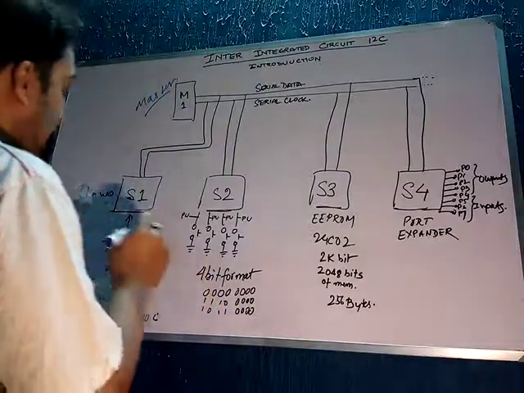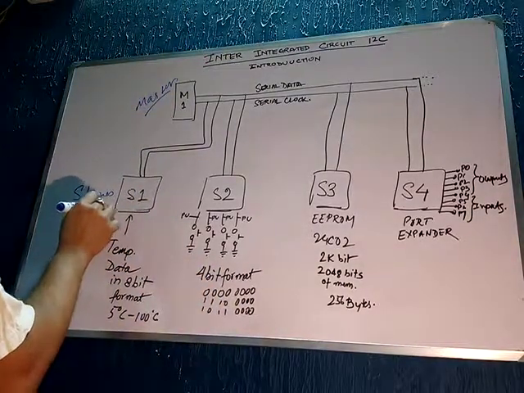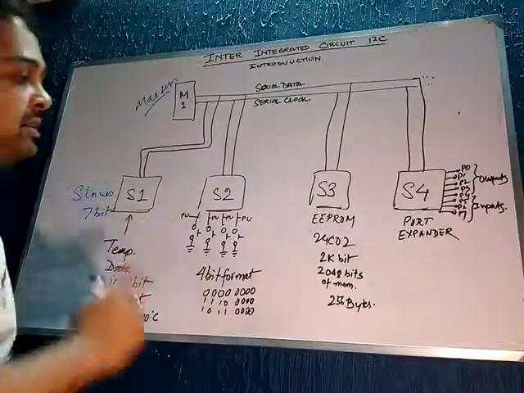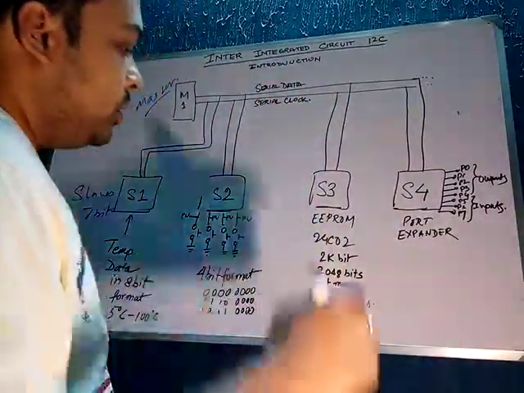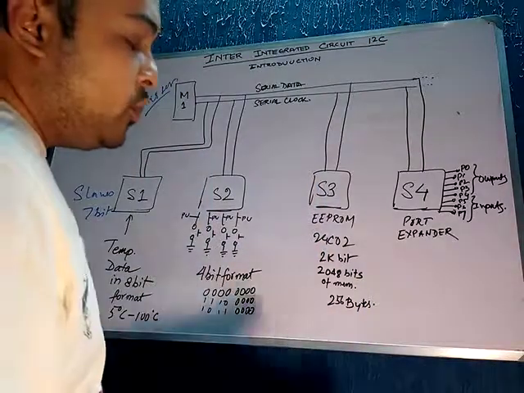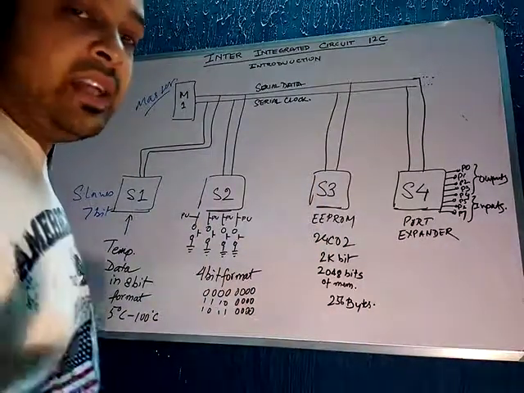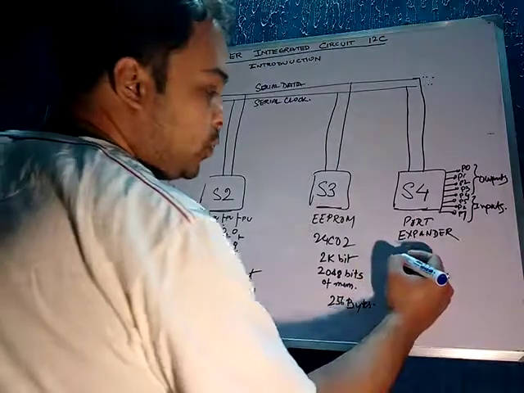The slaves have a 7-bit address. It's very interesting. So when you have a 7-bit address, what is the maximum number of slaves that you can have?